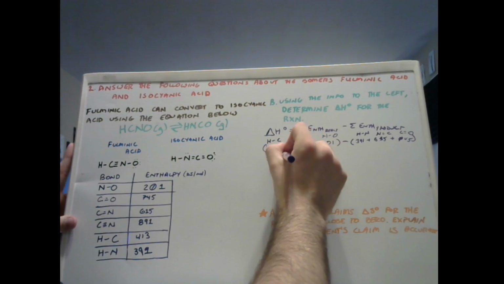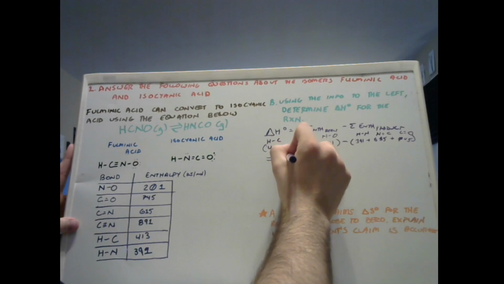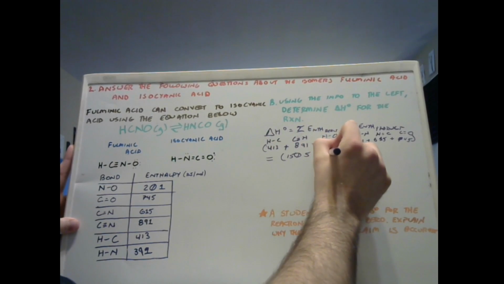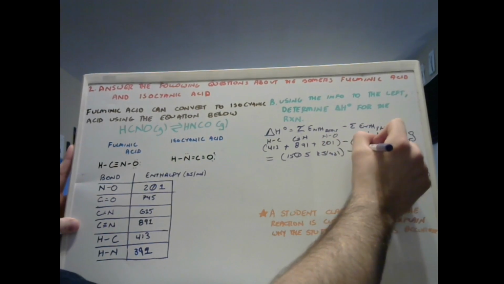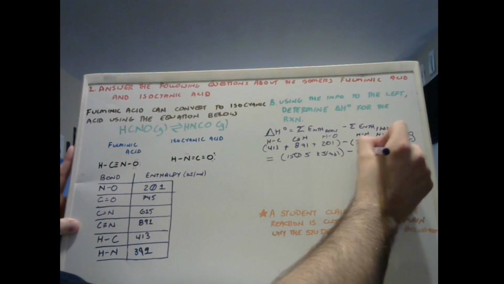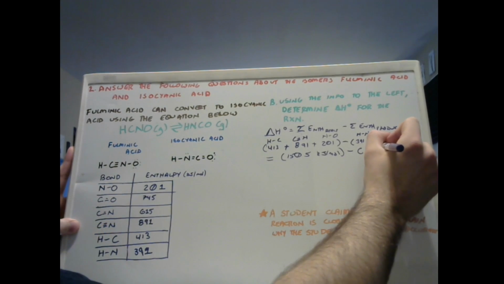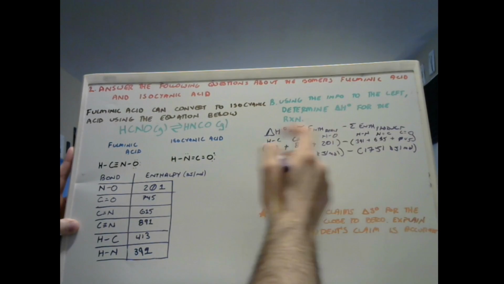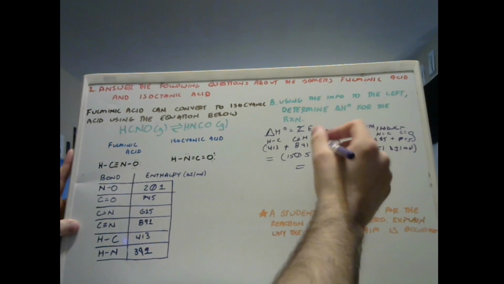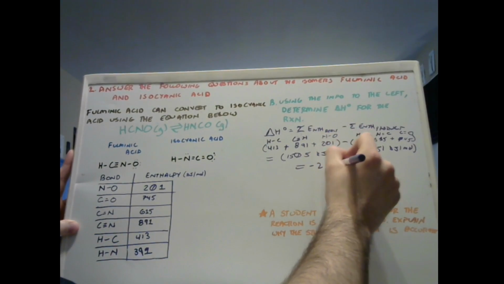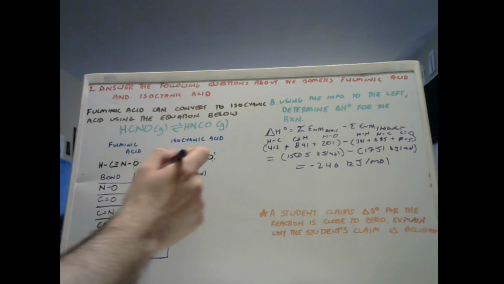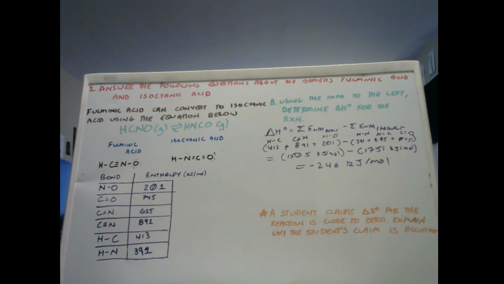If you add this all up, this section here gives you 1505 kilojoule per mole, minus this section here, which gives you 1751 kilojoule per mole. Subtract the two of them, going all the way forward, you get negative 246 kilojoule per mole. Double check your sig figs. All these numbers are 3 sig figs, so you're good. So this would have a negative delta H.